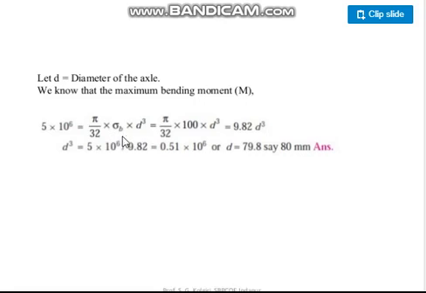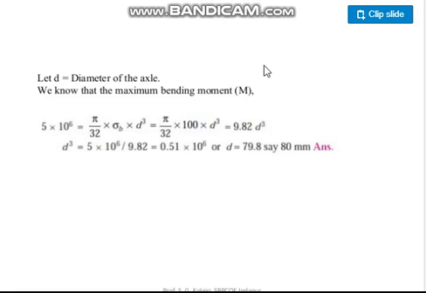That means you are either designing it for C or D. Okay, the same thing. In this, your sigma b is also given as 100, so only D is unknown. D is coming to 9.82 D cube, sorry. So D cube value is this. From that you will find out it is coming to 79.8, so you can safely take it as 80 mm. This will be the diameter of the shaft.